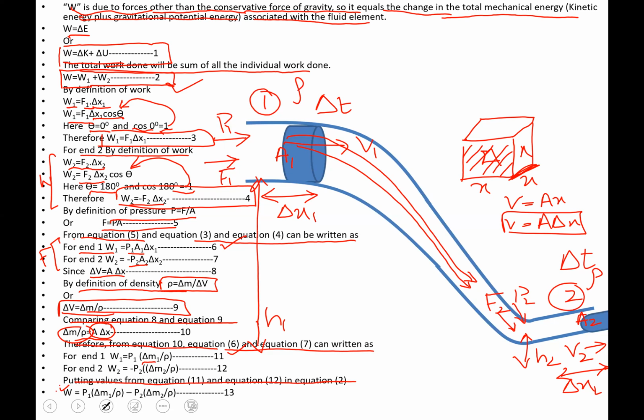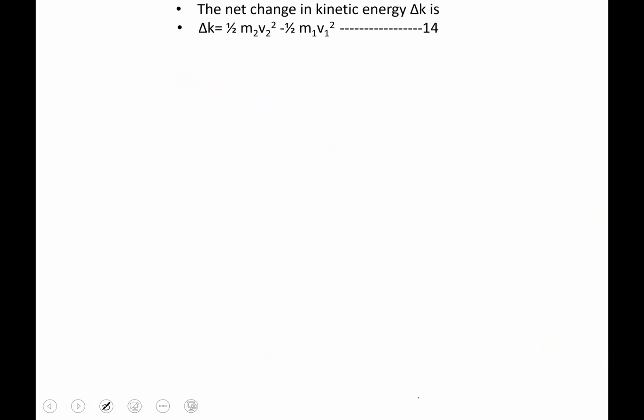So this equation is the total work done by the upper pipe as well as the lower pipe. That means 1 and 2. Now, what about the energy part? For the energy, the change in kinetic energy can be given as delta K, which is equal to half M2 V2 square minus half M1 V1 square.